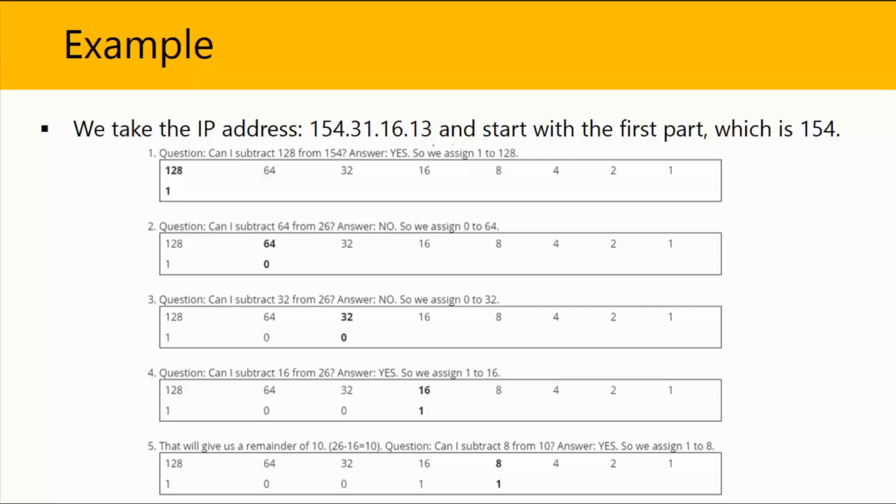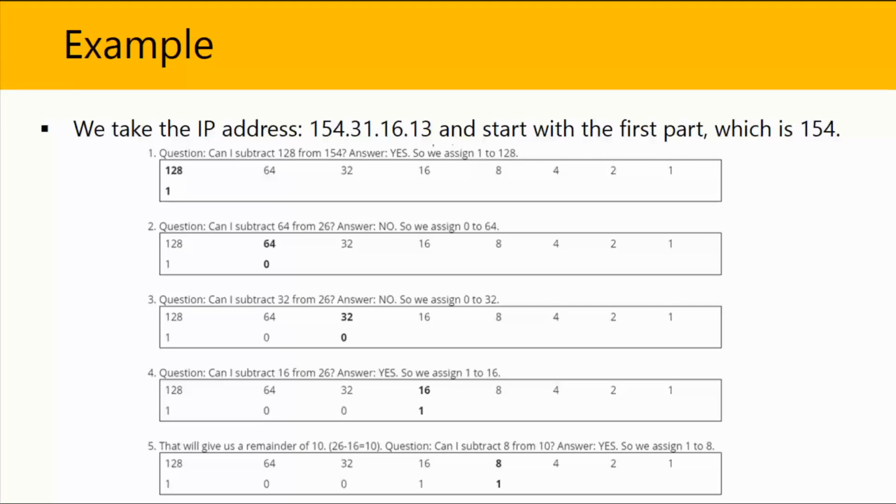The answer is yes. So we assign 1 to 128. As you can see, we have written 1 under 128. For step 2, we ask, can I subtract 64 from 26? The answer is no. So we assign 0 to 64. The third step, we ask the question again: can I subtract 32 from 26? The answer is no. So we assign a 0 to 32.